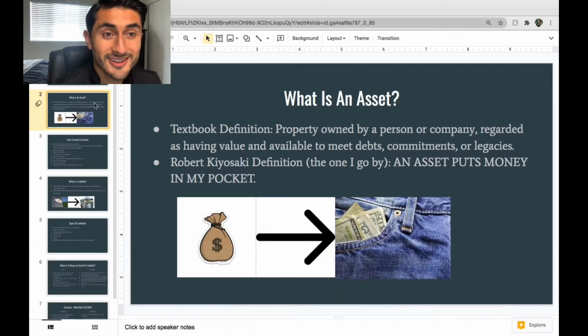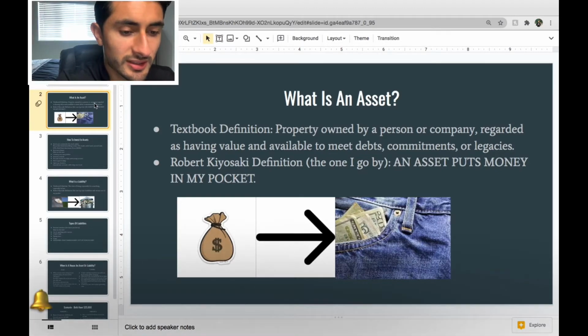I also provided a diagram so you guys can see a visual of money going into someone's pocket, because that's pretty much what an asset is. That's all it's supposed to do. Okay, so let's go to the next slide.